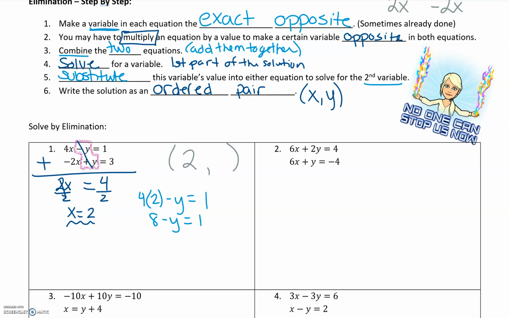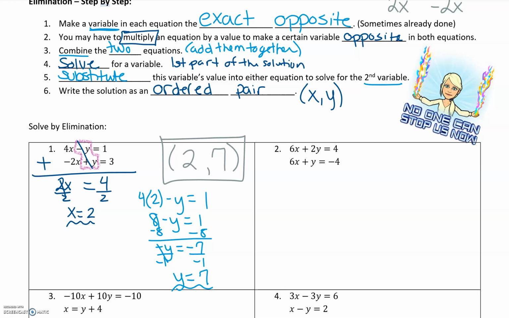So this is 8 minus y equals 1. If we move the 8 to the other side with subtraction, we get negative y equals negative 7. Got to get rid of the negative, so divide by that negative 1. And the y we get, negative 7 divided by negative 1, is a positive 7. So that means our solution is (2, 7). Yes, you guys have to write your solution as an ordered pair. Don't just leave the x equals 2 and the y equals 7. You've got to write the ordered pair.